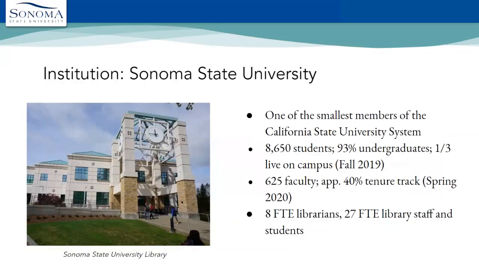First, let us tell you a little about our institution. Founded in the 1960s, Sonoma State is located about an hour north of San Francisco. We're one of the smaller Cal State campuses and probably more residential than most. About one-third of our 9,000 students live on campus.